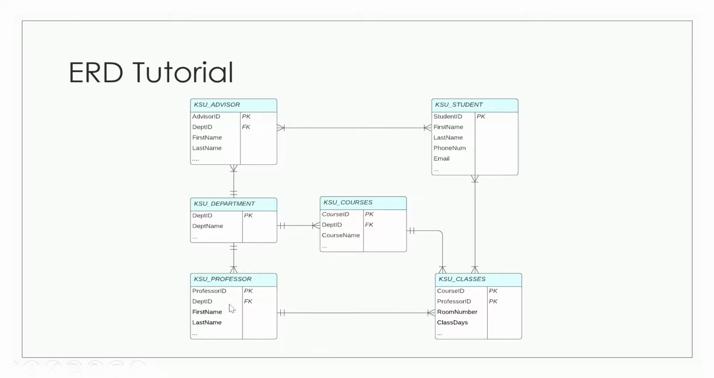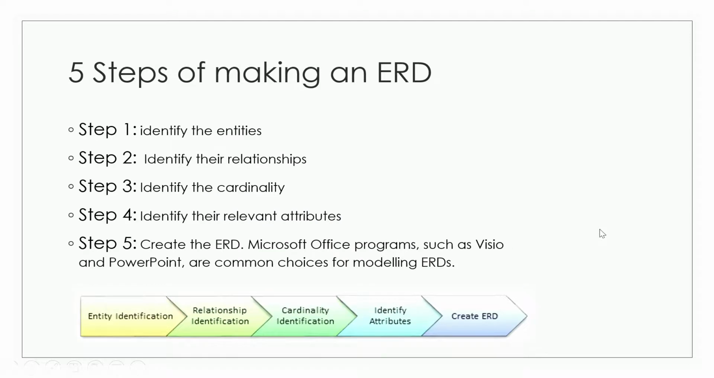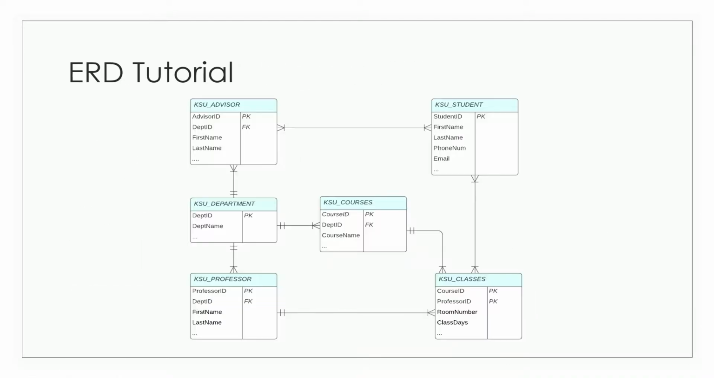Similarly, a KSU professor is also part of a KSU department. That department will have courses, and then those courses are divided into class sections. A KSU student can take classes in these sections, and a professor can teach these sections. Now we must identify their cardinality and optionality.